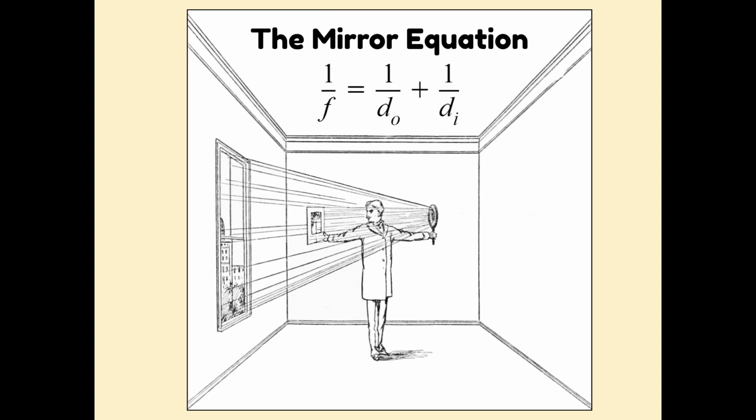Here's the mirror equation, again, also sometimes used for lenses and called the thin lens equation. And today we're going to learn how to use this equation to solve physics problems that involve mirrors.